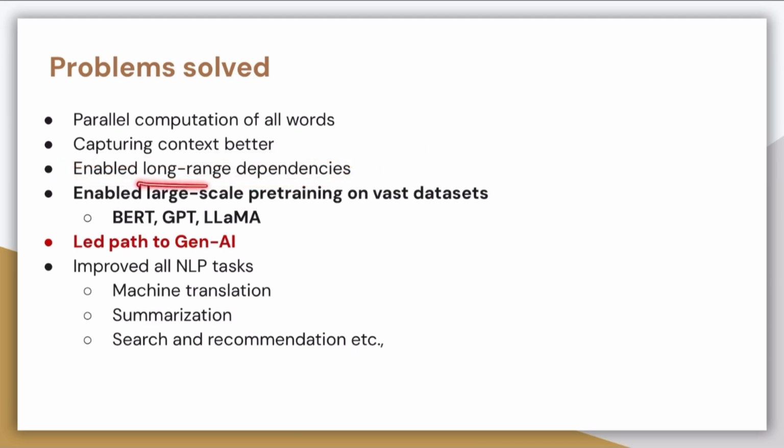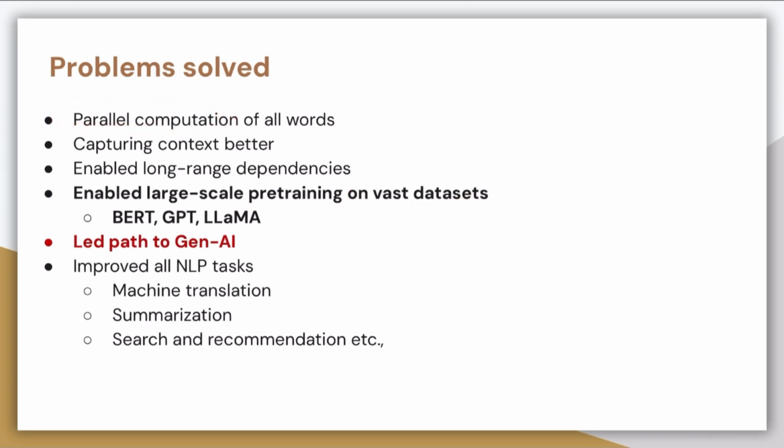Now, because it can understand long range dependencies, you can actually give very huge datasets as well to the model. That is why it enabled large scale pre-training. Okay. So this was first introduced in BERT. Later it was used in GPT, Llama, all these things. So the whole generative AI evolution came because of transformer, because it enabled this pre-training. If the transformer model were not able to do parallel computation, we could not do this pre-training on vast datasets.